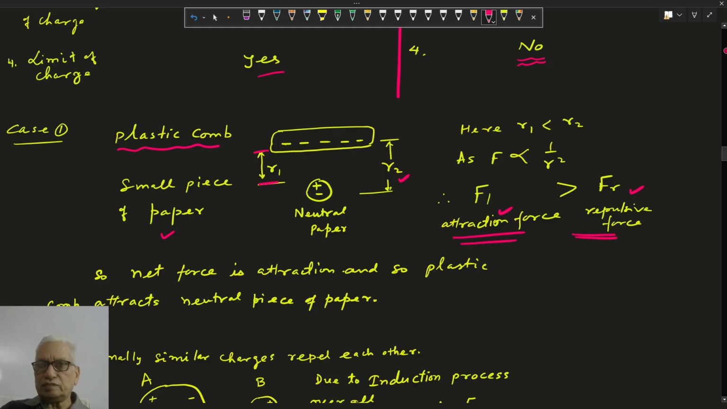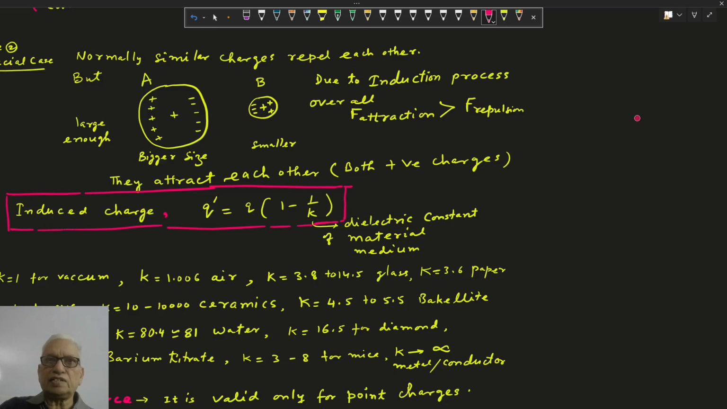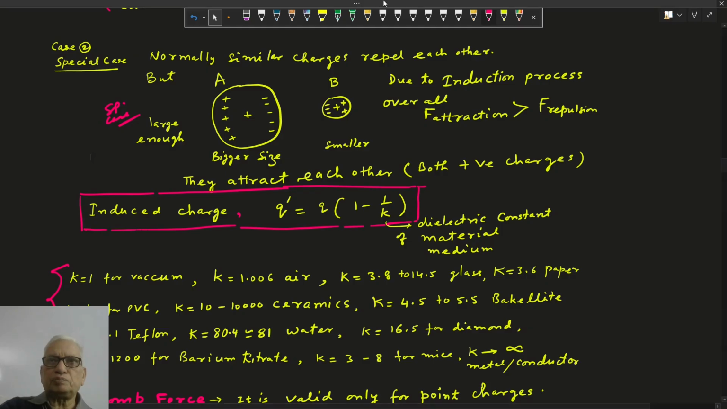That is why the charged body can attract even a neutral body like this. Attraction is more. Now we know similar nature of charges repel, positive or negative. But here, as a very special case, positive charge and positive charge, but one charge is very big, and the second positive charge is smaller. By the induction, negative charge of B is attracted towards the positive charge of A and negative charge of A is attracted towards the positive charge of B.